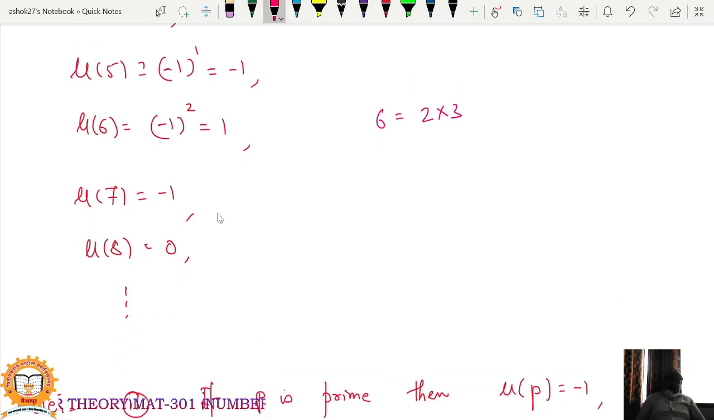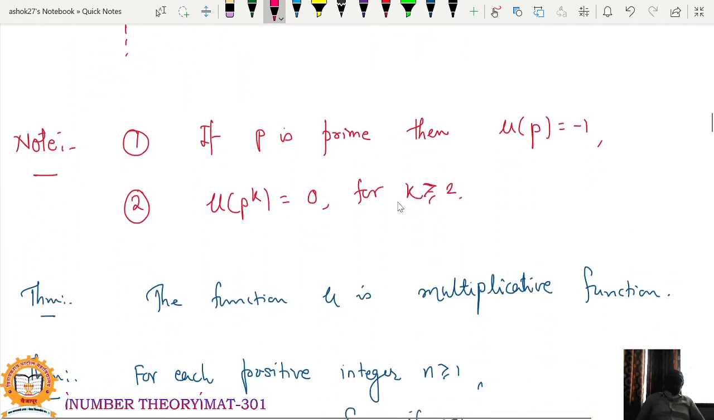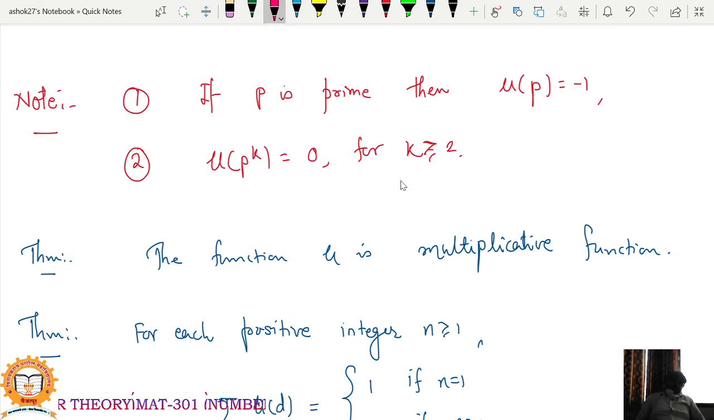Mu of 7 is equal to minus 1, and likewise you can check. So again here you can observe that if p is prime, then mu of p is equal to minus 1. Second, mu of p raised to k is equal to 0 for k equal to 2 or greater than or equal to 2. It means there is repetition of a prime, then naturally mu of p raised to k will be 0.